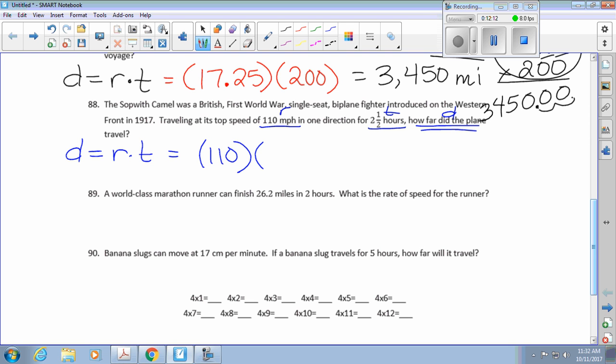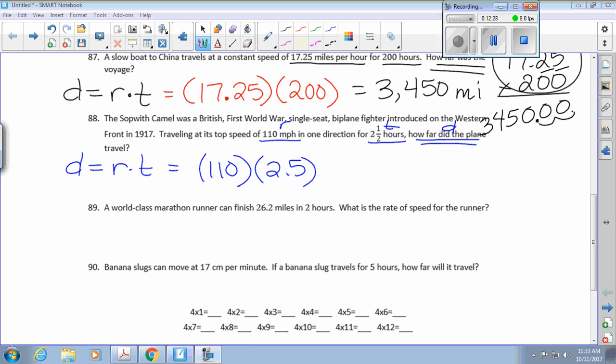So you could keep that as a fraction. Personally, I like to work with decimals a little bit more, so I'm going to change it to 2.5. Did you guys know that 0.5 is the decimal equivalent? All right, so we are going to multiply 110 times 2.5. So 5 times 0 is 0, 5 times 1 is 5, 5 times 1 is 5. Put a 0 placeholder. 2 times 0 is 0, 2 times 1 is 2, and 2 times 1 is 2.